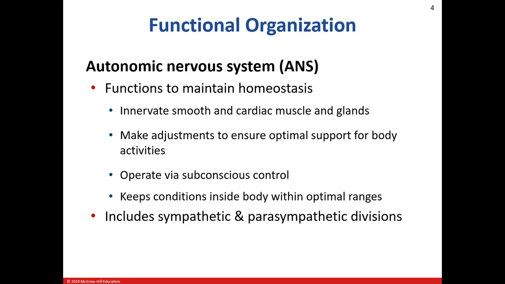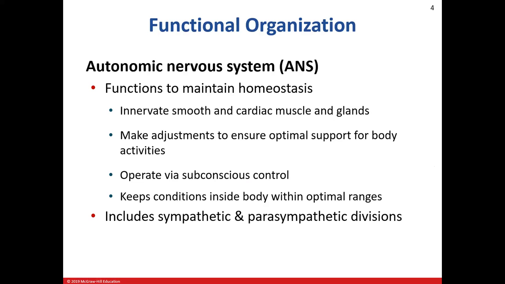It's going to innervate our smooth and cardiac muscle as well as our glands, and it makes adjustments to ensure that there's optimal support for our body activities. Again, it operates via subconscious control, and it helps to keep the conditions inside the body within our optimal ranges. Remember, we talked about the feedback system early on in chapter 1, I believe. And so we're looking at feedback as it pertains to this autonomic nervous system.